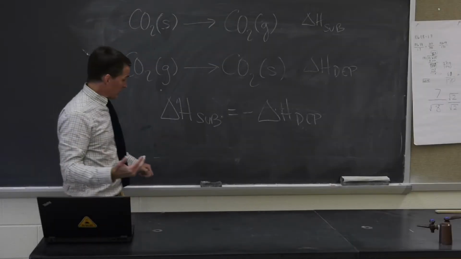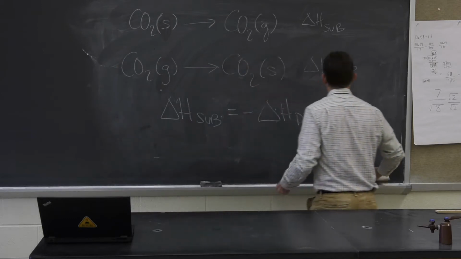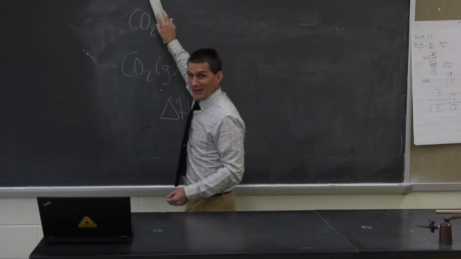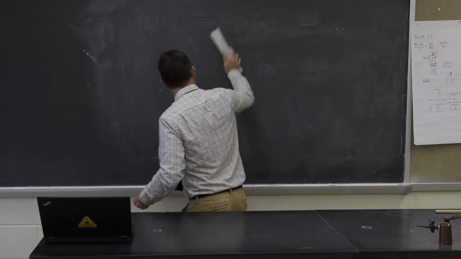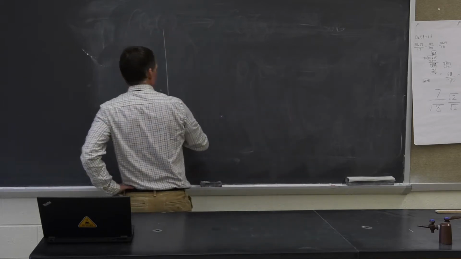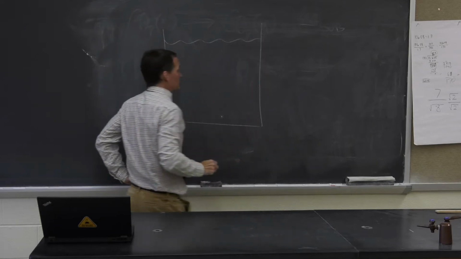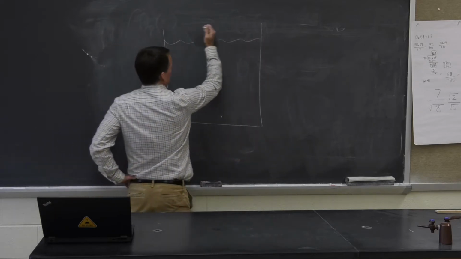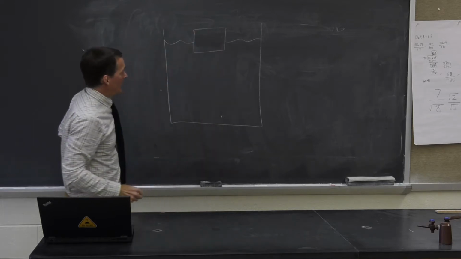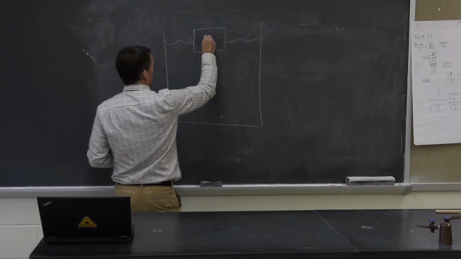Now what's interesting about these types of phase changes and chemical reactions is that they occur without a change in temperature. That sounds a little weird. Well, we're going to think about this. I'm going to take a glass of water, or at least draw a glass of water here. And in this glass of water, I'm going to put a block of ice. And this block of ice is at its melting temperature, 0 degrees Celsius.